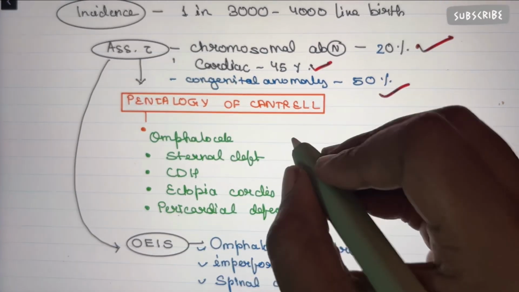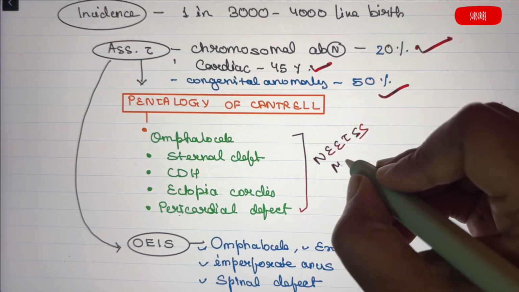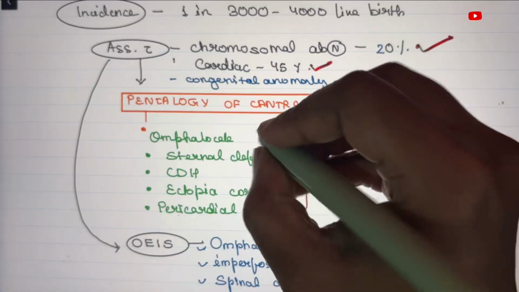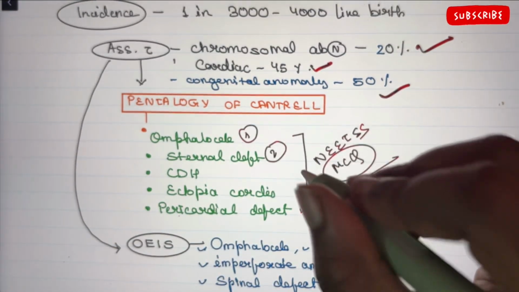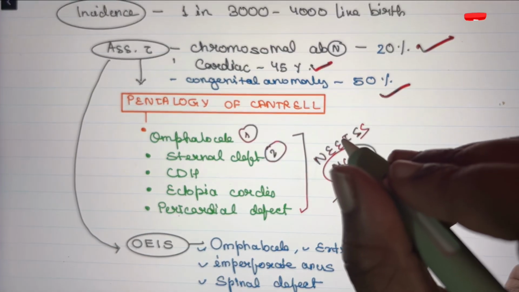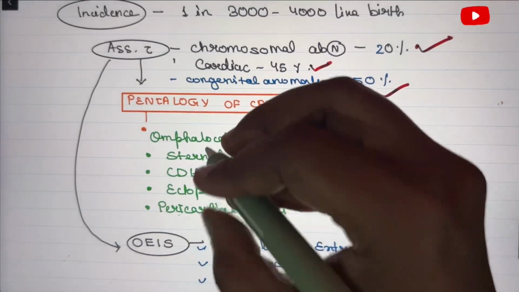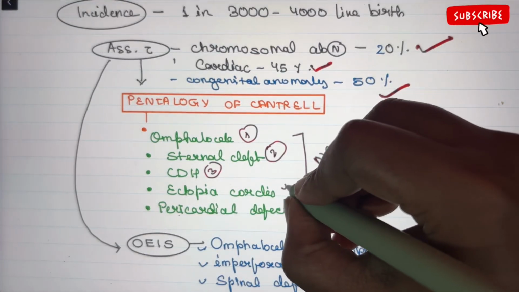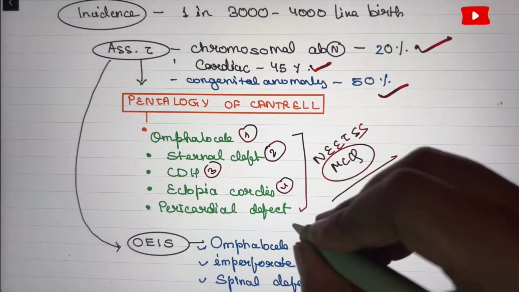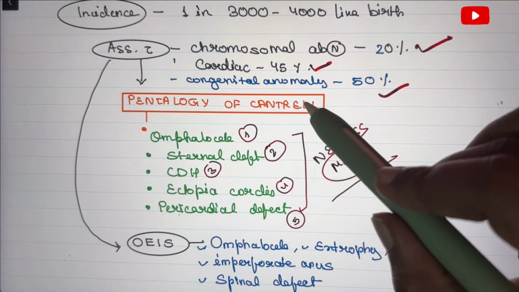Pentalogy of Cantrell is asked many times in NEET-SS MCQs. What are the components of pentalogy of Cantrell? Number 1 is omphalocele, as we are reading. Number 2 is sternal cleft, which we have already read in the thoracic wall defects, part 2. Number 3 is congenital diaphragmatic hernia, which is also covered. Number 4 is ectopia cordis, this is also covered. And number 5 is pericardial defects. These are the 5 components of the pentalogy of Cantrell.